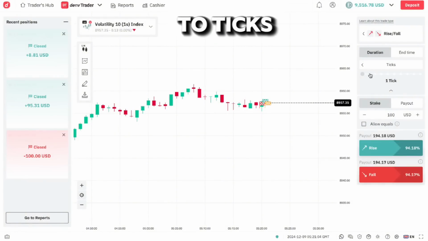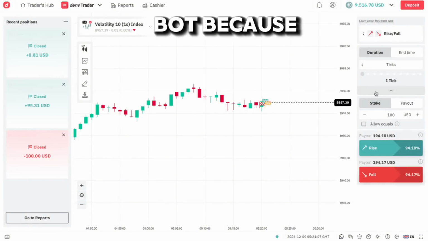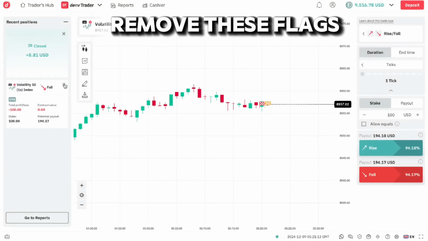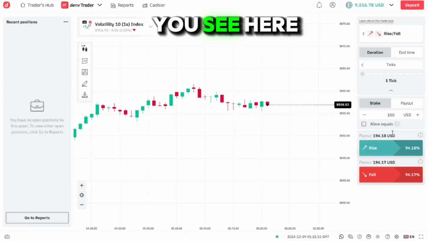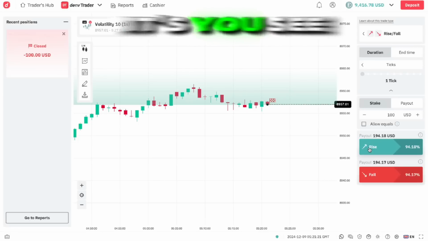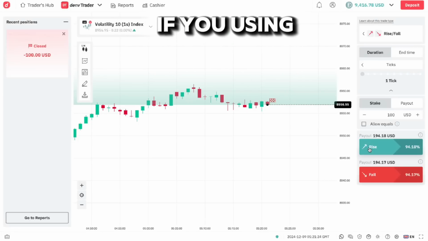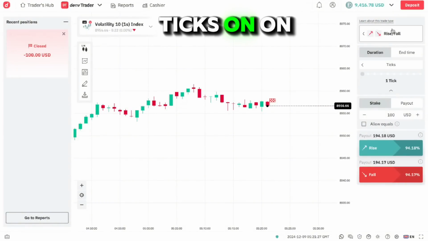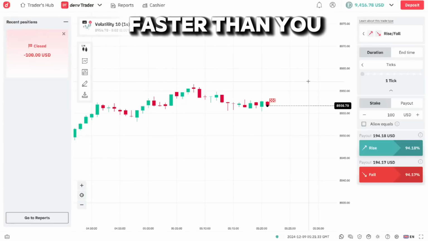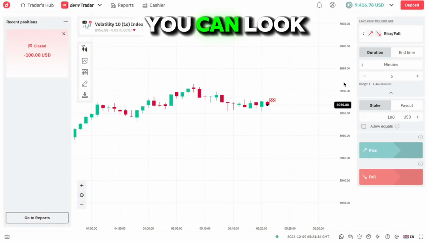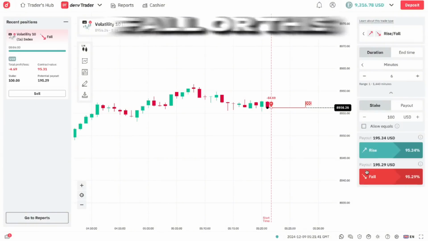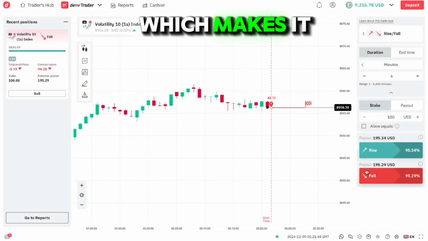So you go to ticks. If you're using ticks, use a bot, because ticks, for example, if you see here, let me just remove these flags. You see here, if you put in 1 tick, it's gonna rise. You see, it's so quick if you're using ticks on manual trading. So Deriv API calls will always be faster than you. But if you're using minutes, you can look at what is happening on the trade and then be like, yo, this is a fall or this is a rise, which makes it very easy for you.